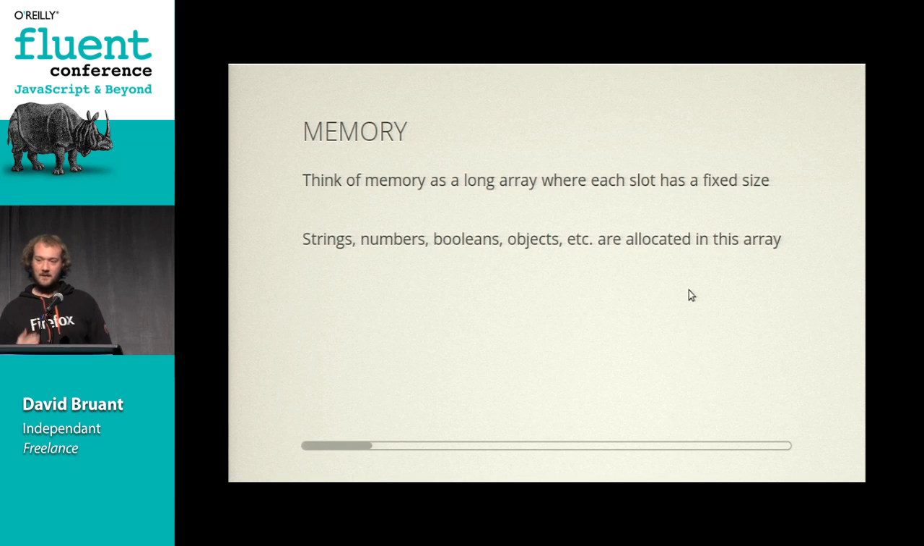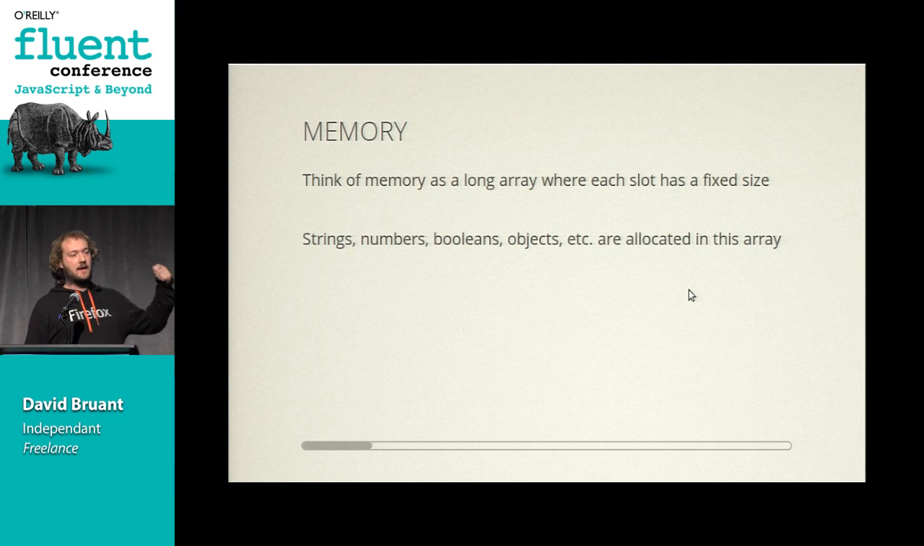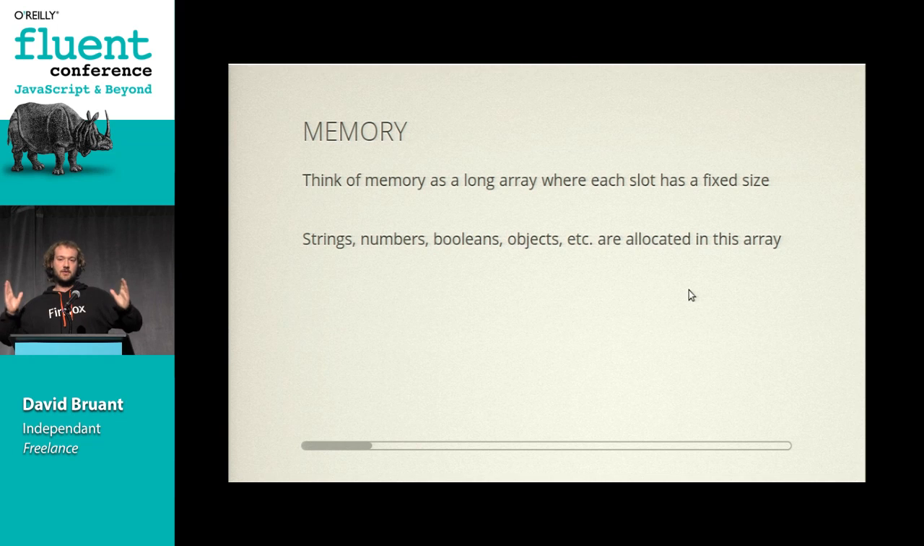Okay. Before talking about garbage collection, let's talk about memory. Who here has done some C and C++? Okay, that's a good amount. For those who have not, you can think of memory as a very long array where each slot has a fixed size. It's pretty much what Brendan and I explained this morning about what Emscripten does. It allocates a huge typed array and uses that to emulate the C memory. And everything you use in JavaScript, like strings, numbers, objects, booleans, etc., is going to be allocated in this huge array.